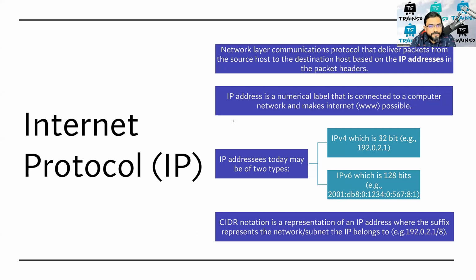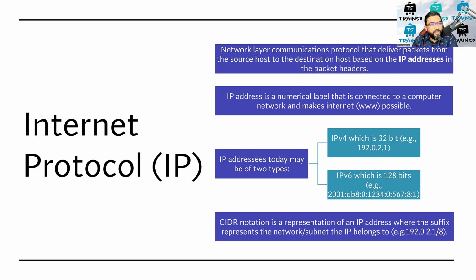Internet protocol, network layer protocol that delivers packets from the source host to destination host based on IP addresses in the packet headers. So every computer in a network or even the World Wide Web Internet has an IP address. So this IP address will tell you where to go. It is just like your home address. So this IP address will look like something that you see here, 192.0.2.1 or this 2001:DB8. But it is difficult to remember these numbers, right?